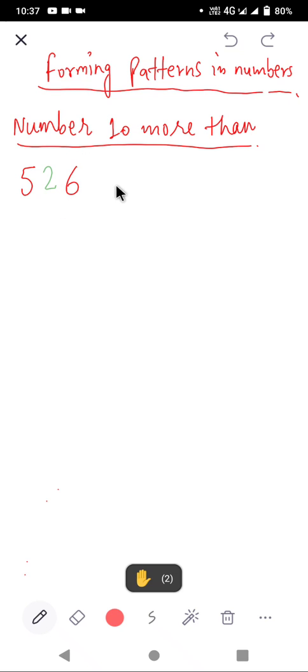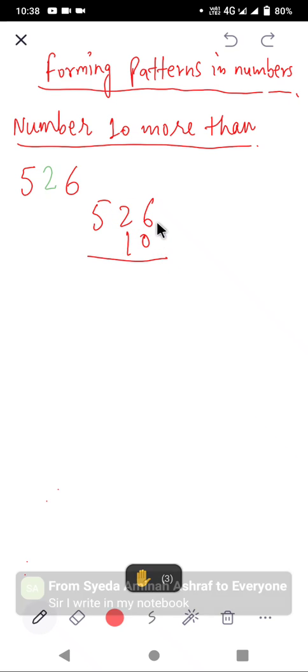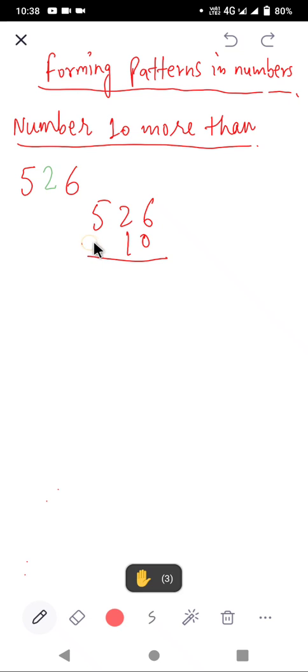So what will be the number 10 more than this number 526? What do we do to find 10 more than a number? We have to add 10 to this number. So 526 plus 10 would be equal to, let's start adding from the ones place. 6 plus 0 is 6, 2 plus 1 is 3.